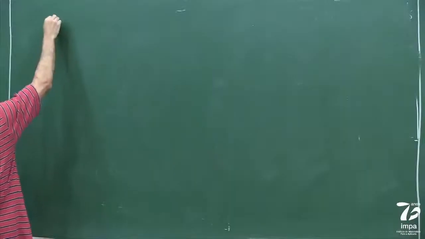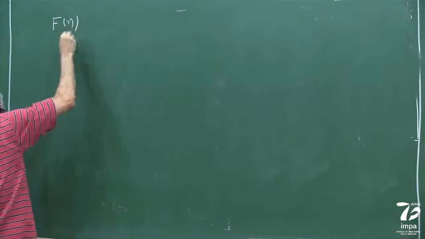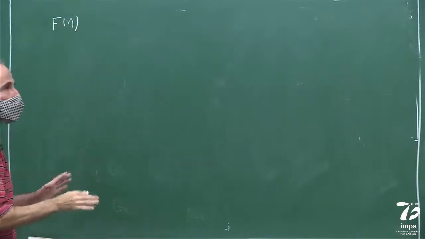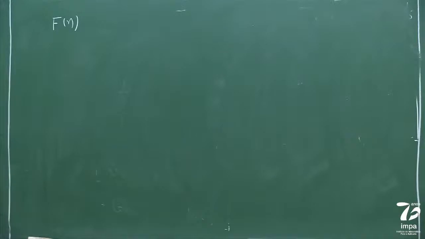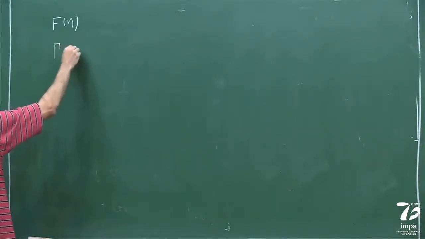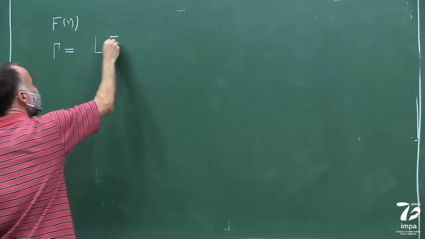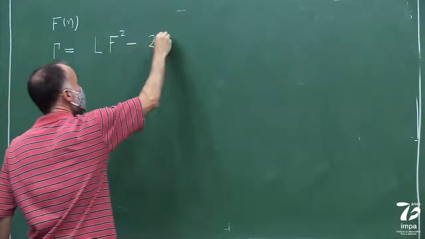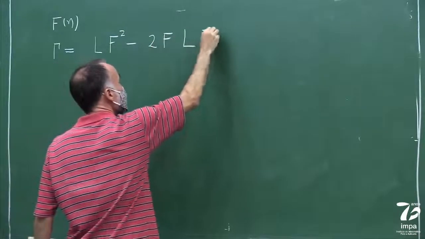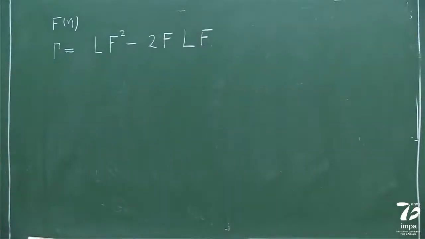So let me take a function f of eta, which in our case was the integral of g with respect to the empirical measure. And remember that gamma, the expression I wrote here, is L of f squared minus 2 times f LF. This is what we proved. What I want to do is to get a simpler formula for gamma in the case of the exclusion process.